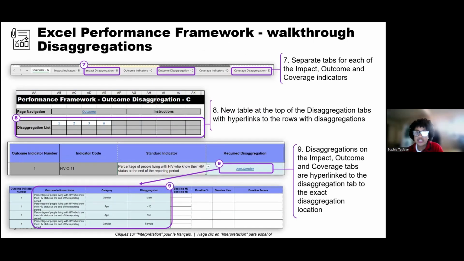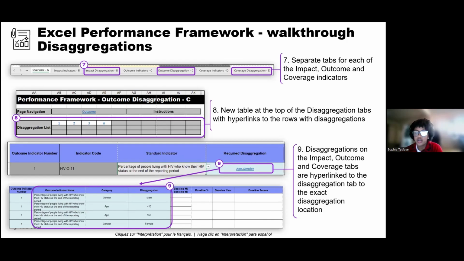For the disaggregations, to make it easier to find the disaggregations, we have split them into 3 separate tabs. So impact, outcome, and coverage disaggregations each have their own tab. At the top of each of those tabs, number 8 shows that we've included this table, and it's maybe a bit difficult to see, but the numbers that are included in that disaggregation list table, 1, 2, 3, and 4, they're all hyperlinks. And so you're able to click on those hyperlinks and jump directly to the disaggregations that you need to fill out. So again, making that navigation a little bit easier for the disaggregations.